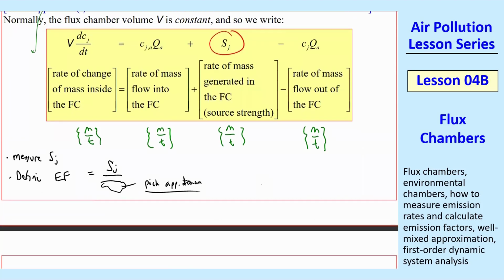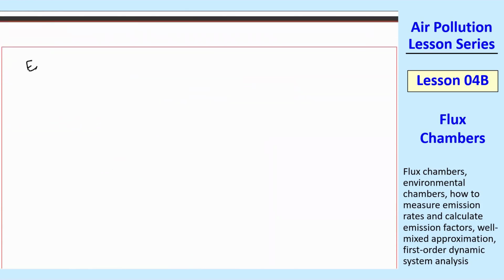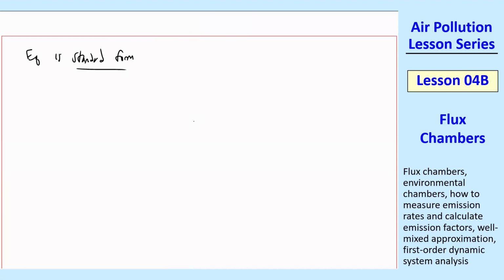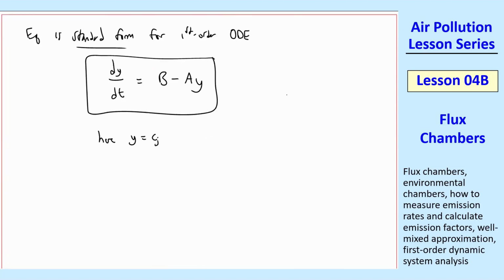Now, first of all, we need to solve this equation. So how do we do that? Well, let's write this equation in what I'll call standard form, and we'll see this equation over and over again. This is an important equation, a standard form for a first order ordinary differential equation. And that standard form, and you've seen this before, is dy/dt = b − ay. You may have seen it in a slightly different form, but this is the form that I use. And so here our y is equal to CJ.